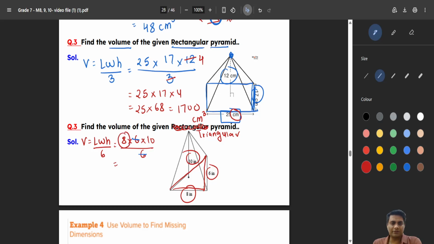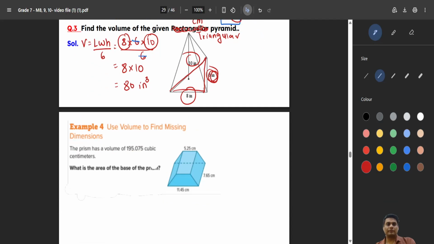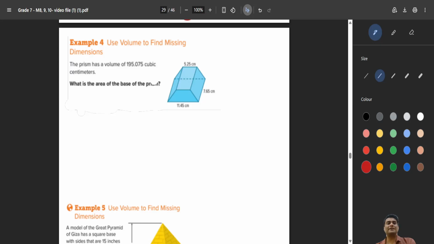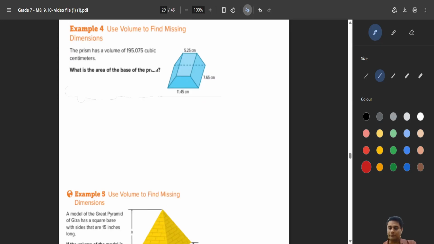Just 8 multiply 10. It will give me how much? 80. What is the unit? Inch. So inch cube. This is how we find the volume using the direct formulas. Now we will do two questions in which we will use the basic formulas to find the volume of the prism and the pyramid. Okay.